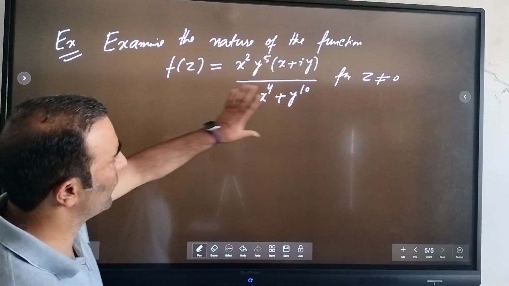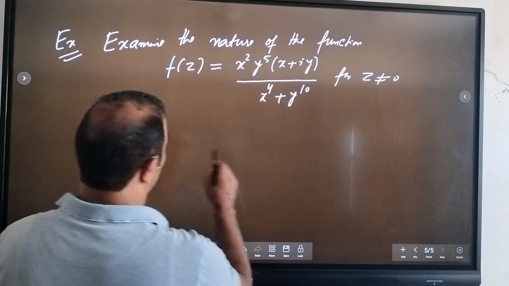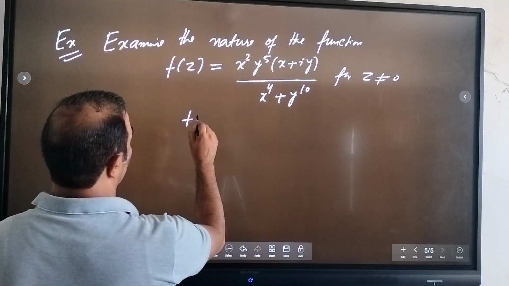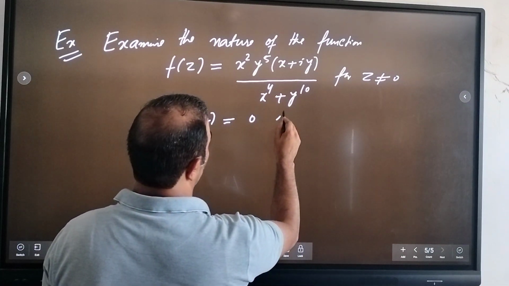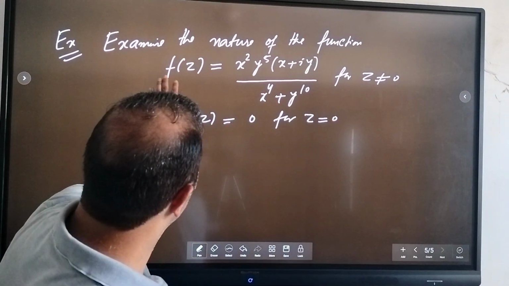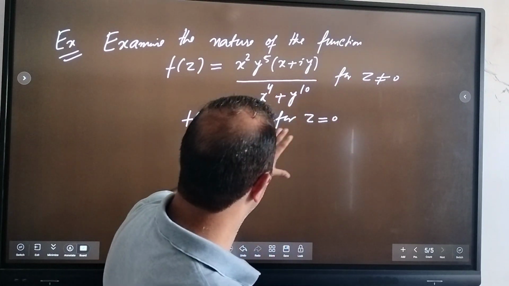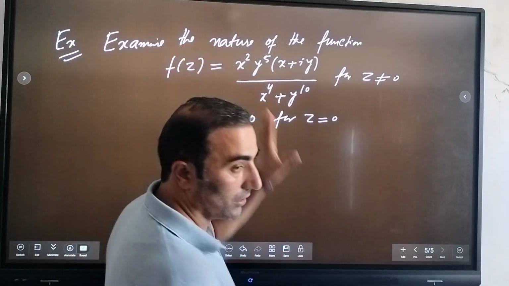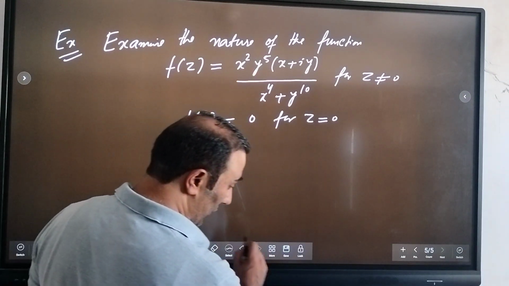Okay. So this was the function for z not equal to 0, right? So we need to check that this f of z equal to 0. Here f of z equal to 0 for z equal to 0. Right? So that means, because f of z is non-zero, it has a value for z not equal to 0, but f of z will be 0 for z equal to 0, right? And we need to include, because we need to check the nature of the function. So in these two cases, we need to include the origin also.